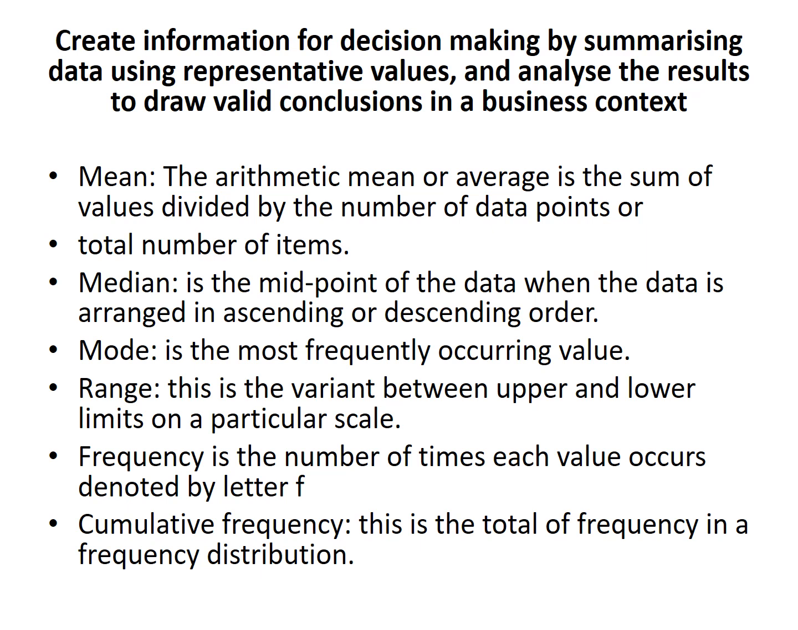The range is the variance between the upper and lower limits of a particular scale. The frequency is the number of times each value occurs, denoted by the letter F, which is how many times your respondents or people that you've interviewed have actually stated that they belong to that category. If it's qualitative data, then they may belong to that theme. Cumulative frequency is the total frequency in a frequency distribution chart. So again, we looked at the variation and standard deviation. Okay, so now let's go forward.